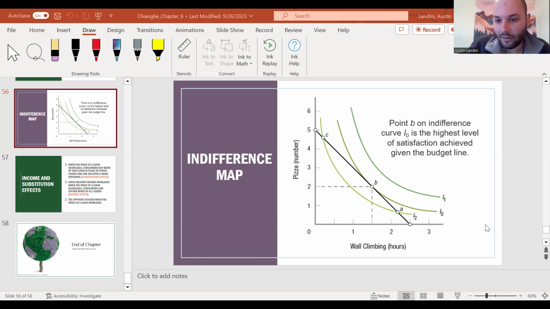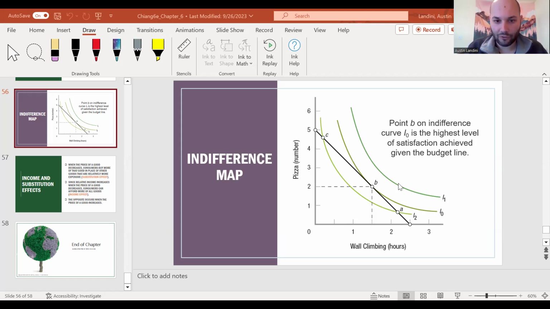So consider, let's put some numbers on here. Suppose that I2, this curve right here, makes the consumer 10 happy, I0 makes them 15 happy, and I1 makes them 20 happy. We know they have to be increasing as they go higher and to the right because those are combinations where they have more stuff. Economically, more is generally taken to be better.